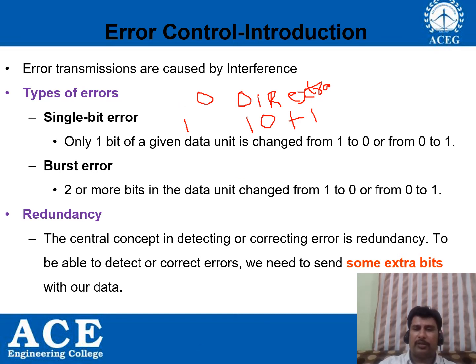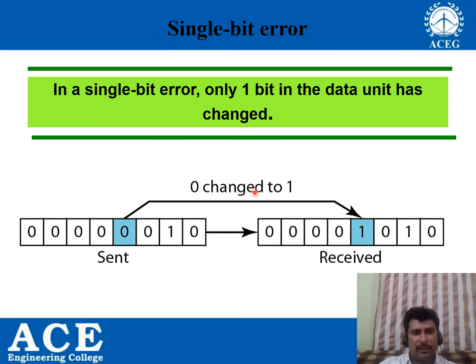Let me erase all the things that we have written so far. I hope we are understanding what exactly we are trying to discuss here. Single bit error, as we have shown earlier: the data transmitted was 0000010, but the data received was 00001010. So 0 here has been transmitted as 1. So the number of bits that got interfered with and damaged is only 1 bit. So you call that process single bit error.